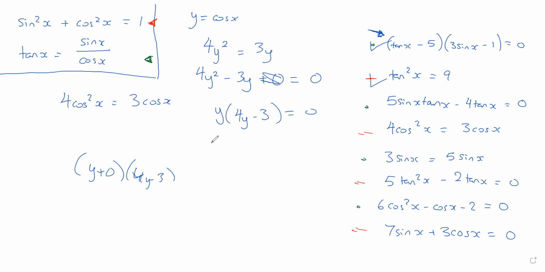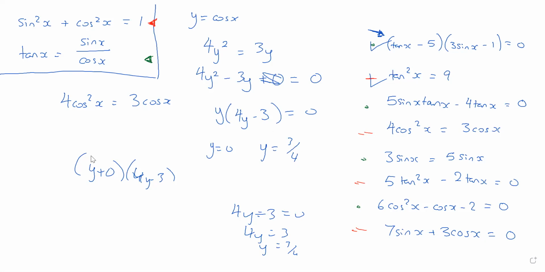So the two answers you get is y equals 0. And for this one, if you're unsure, 4y equals 3, y equals 3 over 4. Okay, and the final answer you get is y equals 3 over 4.